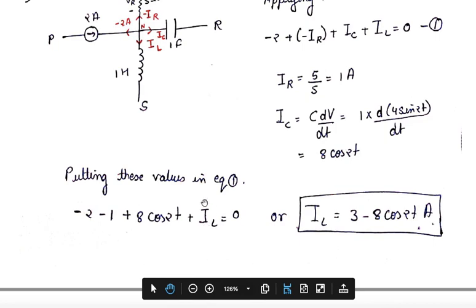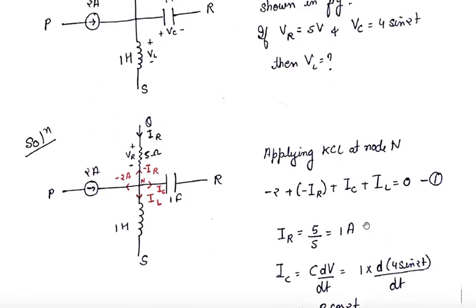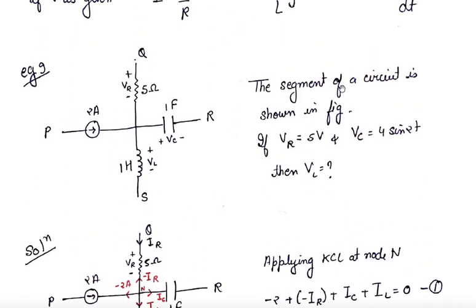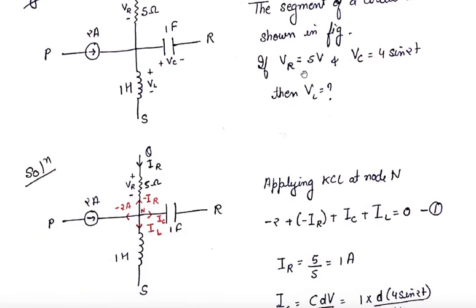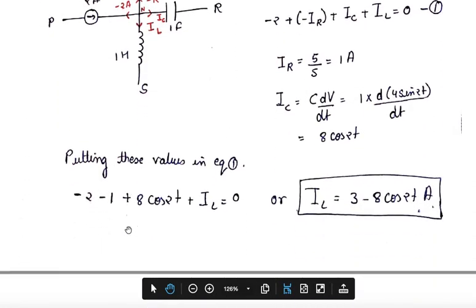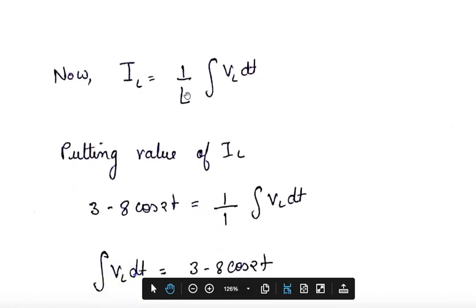The only unknown variable in this equation is IL, and from this we get the value of IL as 3 minus 8 cos 2t. But we don't have to find the value of IL, we have to find the value of VL. If we know IL, then the value of VL can be found by L di over dt. The value of L we know is 1 Henry. So we will put this formula that IL is nothing but 1 by L integral of VL dt.